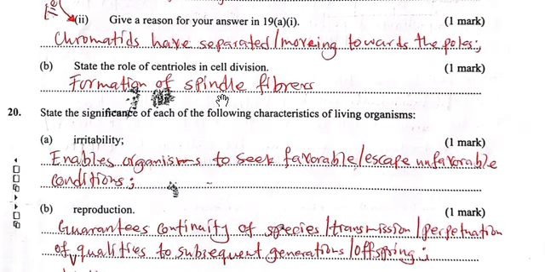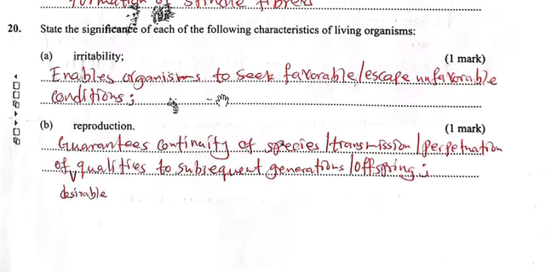Next question, question 20. State the significance of each of the following characteristics of living organisms. Irritability. Irritability enables organisms to seek favorable conditions or escape unfavorable conditions like predators or harsh stimuli, for example excess light.